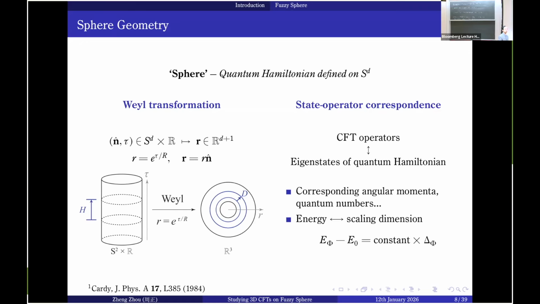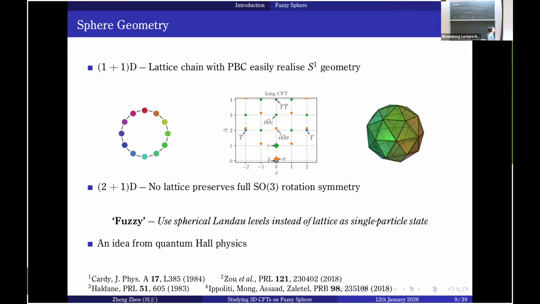from the energy spectrum. Now, in 1+1D, it is very easy to put things on a sphere. We only need to consider a lattice chain with periodic boundary condition. However, in 2+1D, things get a little trickier. This is because there is no lattice that preserves the full SO3 symmetry due to the curvature of the sphere. So we take an alternative approach.